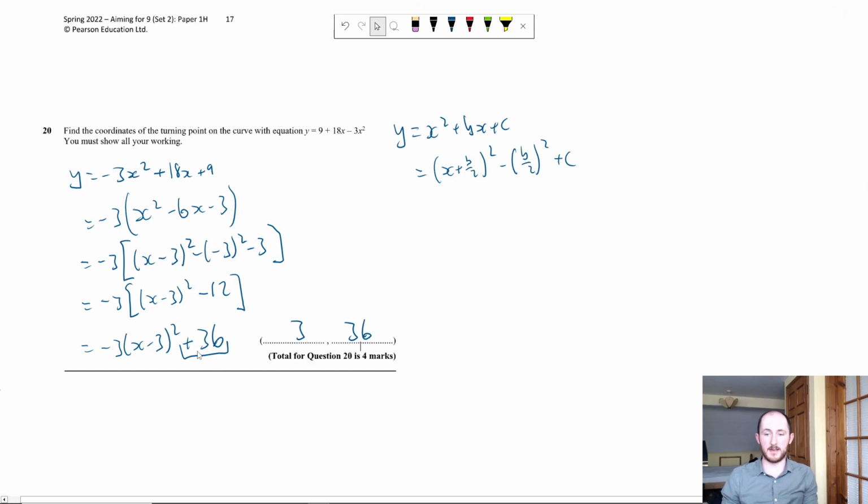If it's minus 36, you put minus 36. If it's plus, you just put 36. Okay? And I've explained how this works in my completing the square video, so if you want a deeper understanding of how completing the square works and why it gives you the turning point, I'd recommend looking at that video.